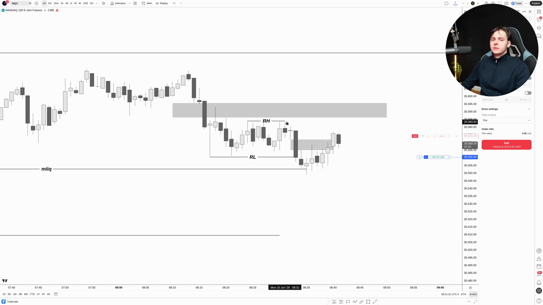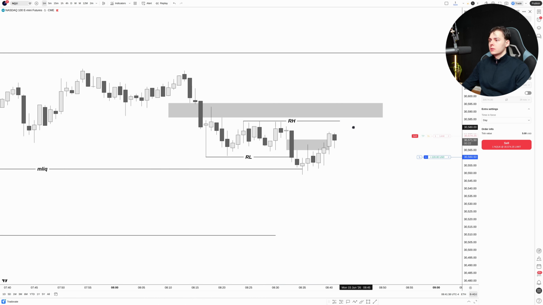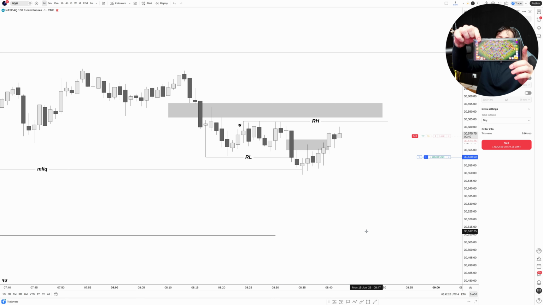Once we get above this high, I'm willing to put the stop at break even, right? This will be a pretty good point. So I'm even going to set up an alert. Let me put it like so. There we go.